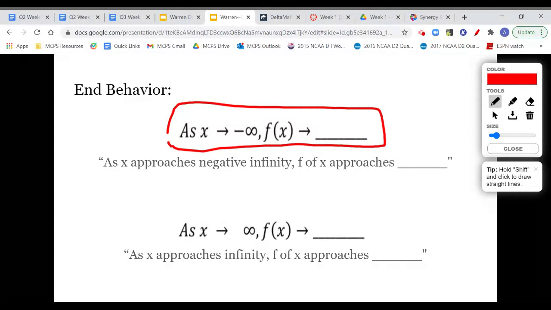So the way this is read, and as I read this, I'd like you to look at the notation I just circled and try to follow along there. But this says, as x approaches negative infinity, f of x approaches blank. Okay. So the key part here is that the arrows are read aloud as the word approaches.